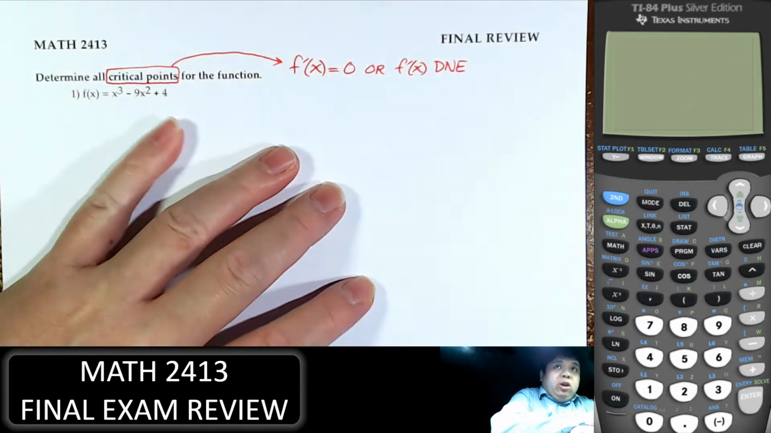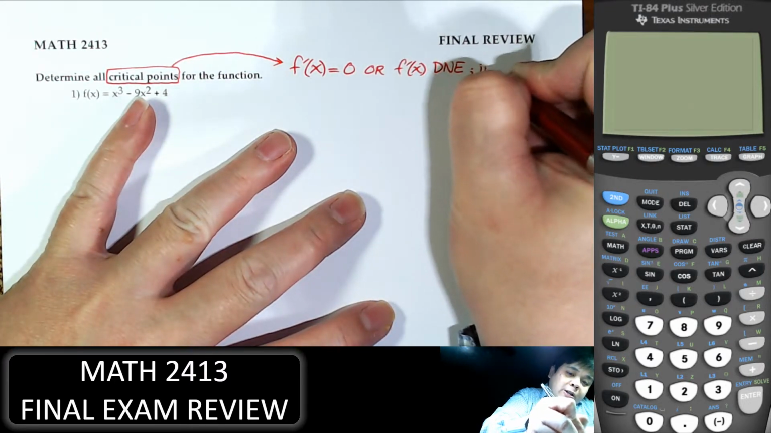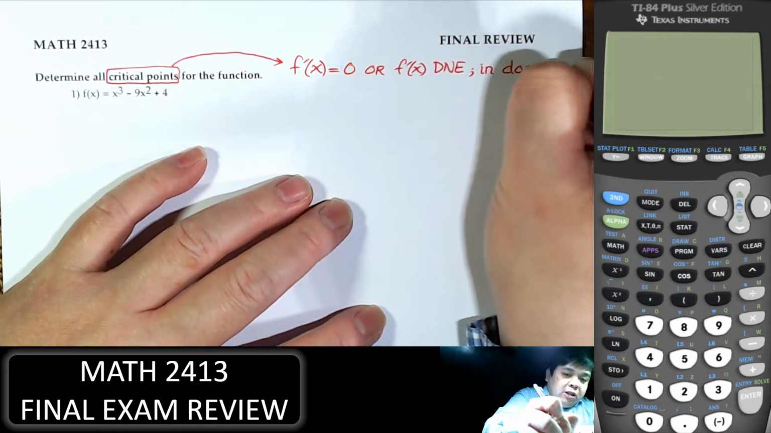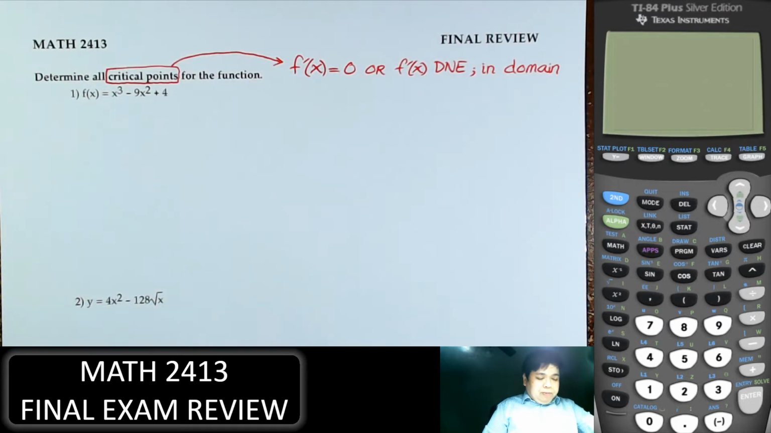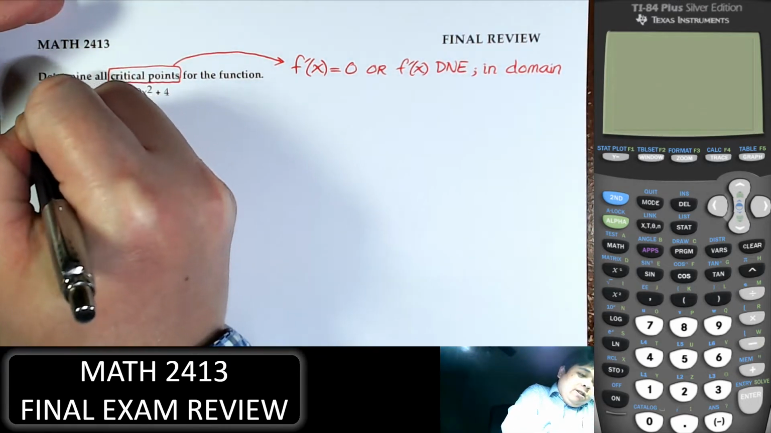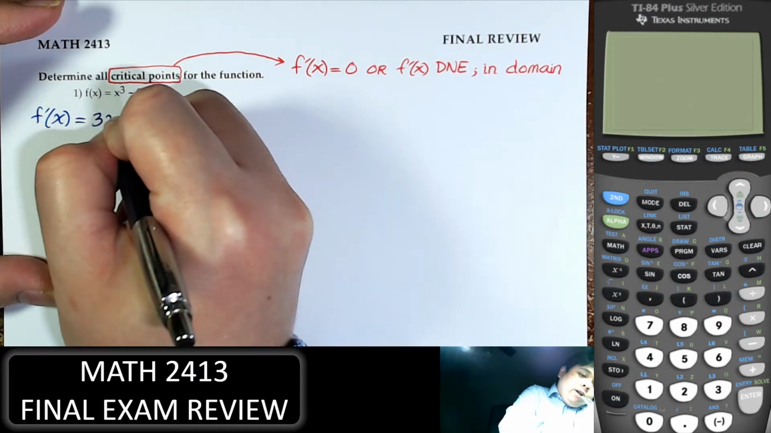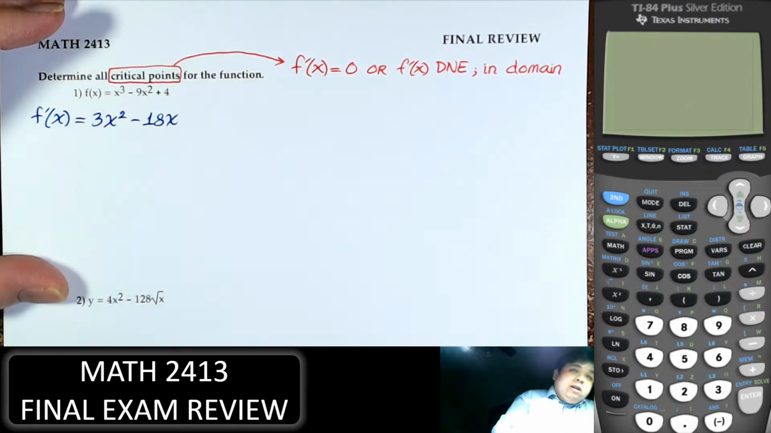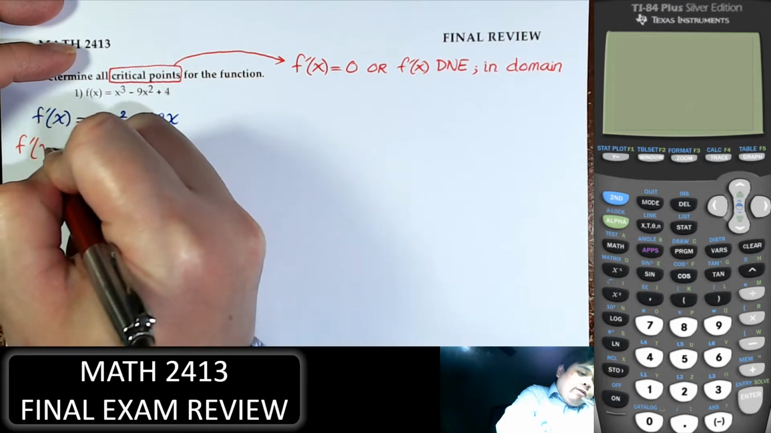But whatever points we find must be in the domain. Meaning when we substitute back into the function, the function is defined at those points. Alright, so of course first we need to find the derivative. That gives us 3x squared minus 18x. Right, and we just need the derivative equal to 0.